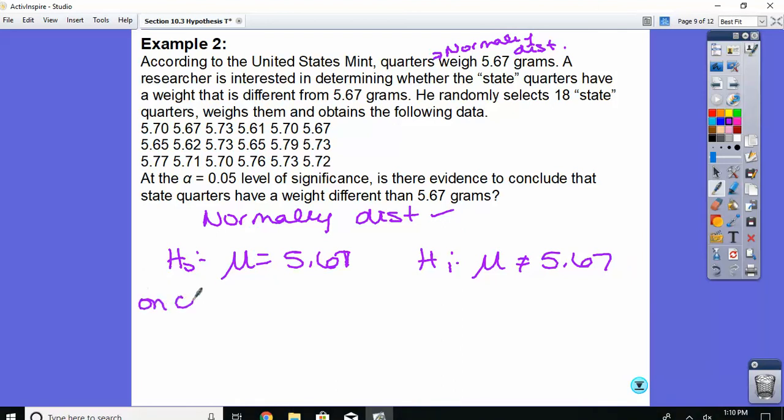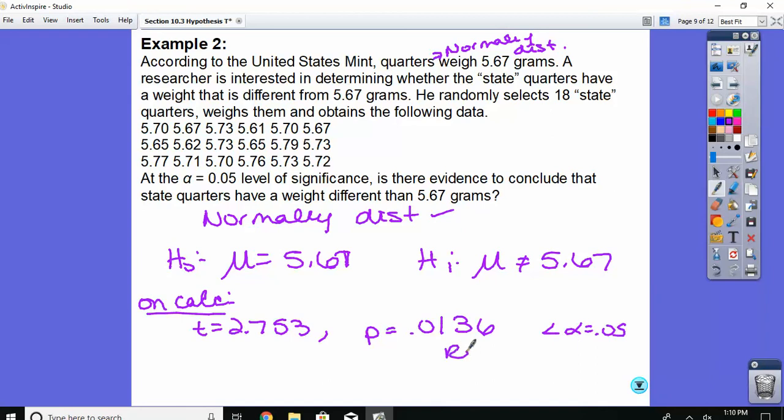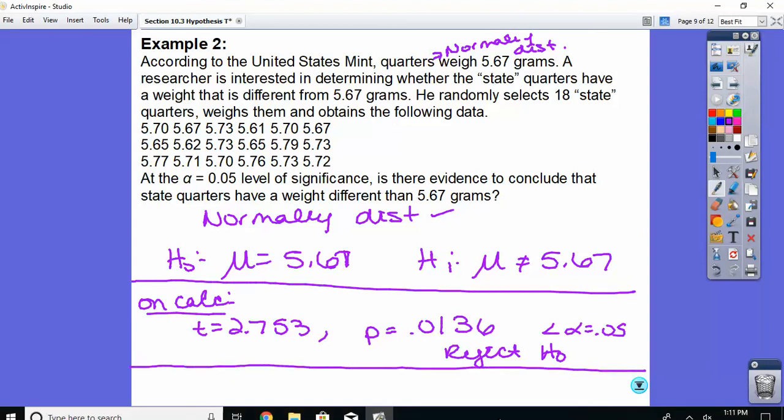So on our calculator, it tells us that our T is 2.753, P is 0.0136. So would we reject the null? Yes, our P is smaller than 0.05. So we would reject. Wait, we're only worried about P right now, or T? The T I just kind of write down to check, but the P is the thing you're looking at. Okay. So in this one, we would reject.